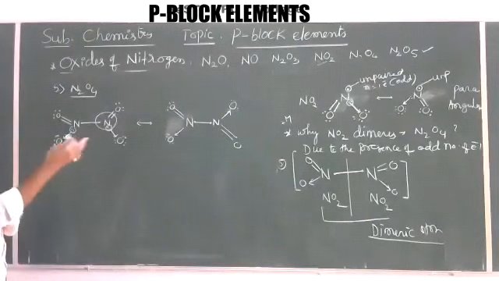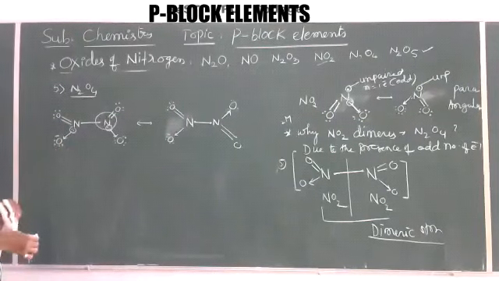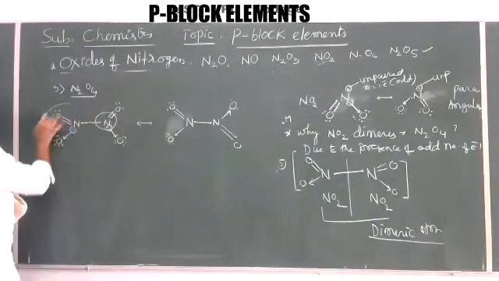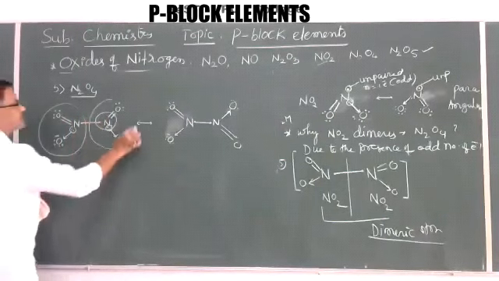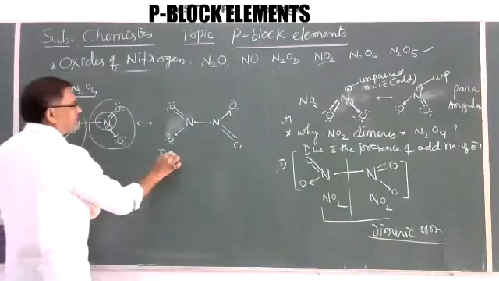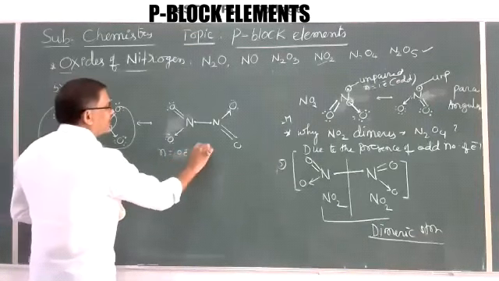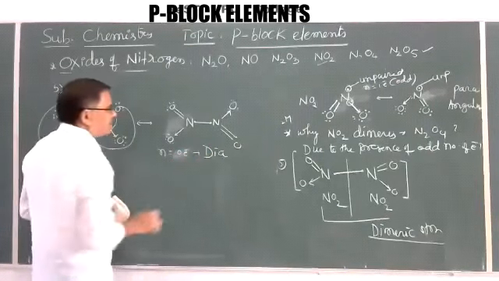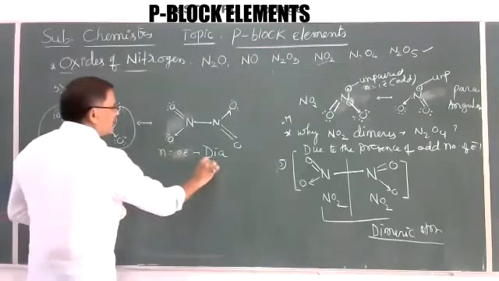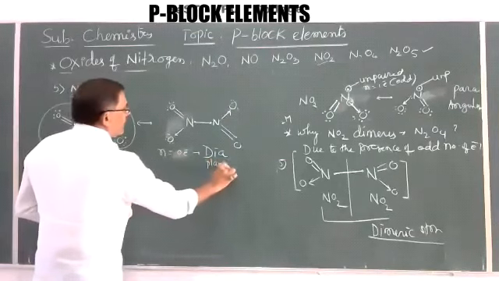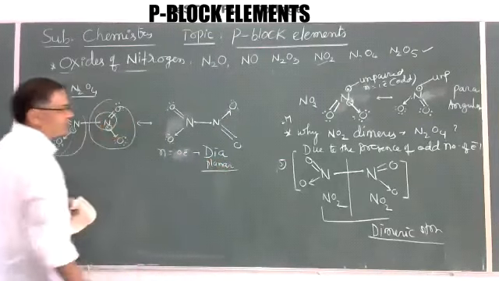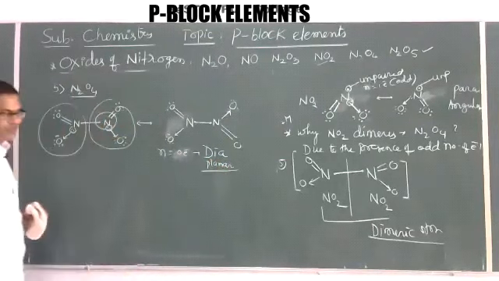Planar, triangular planar structure. Here also, we can observe around this or around this, no unpaired electrons. The number of unpaired electrons is 0. There is no unpaired electron, that's why it is diamagnetic in nature. This is a planar or triangular planar structure. Last, finally, the sixth one is N2O5.